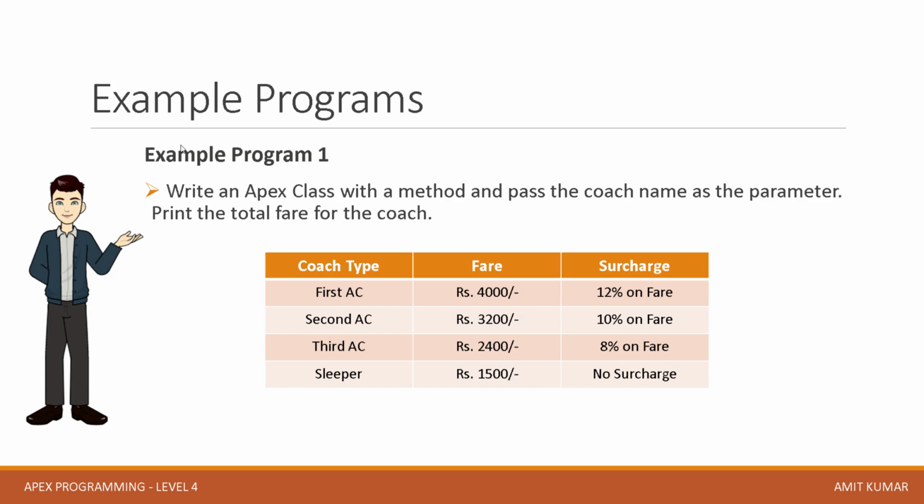So if it is first AC, definitely fare is 4,000 with 12% of surcharge on the fare. For second AC it is 3,200 with 10% of surcharge on the fare. For third AC it is 2,400 with 8% on the fare, and for sleeper the fare is 1,500 with no surcharge. So let's see the program.